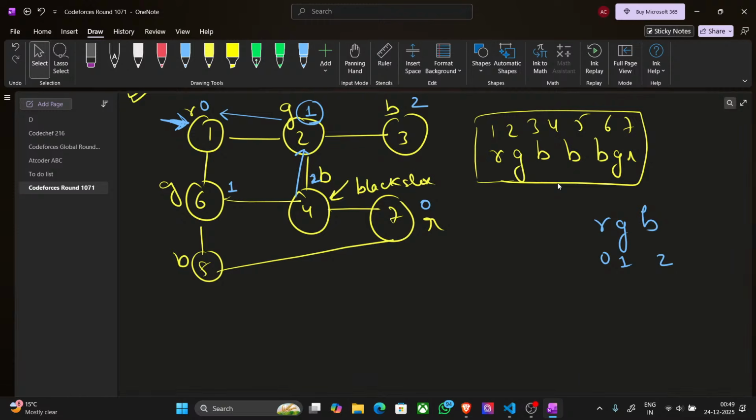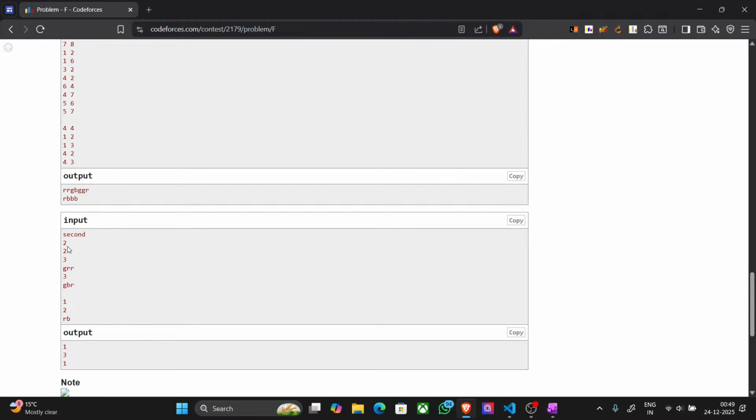Anything which is not clear? As you can see, for these two test cases, output are 2 and then output is 1.